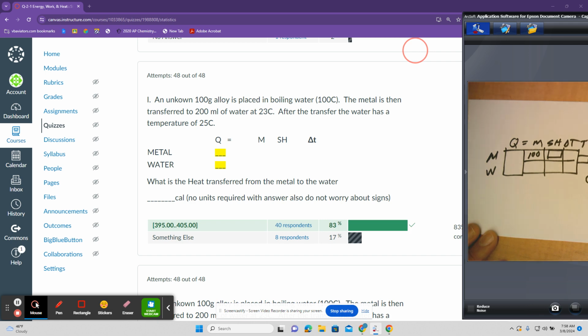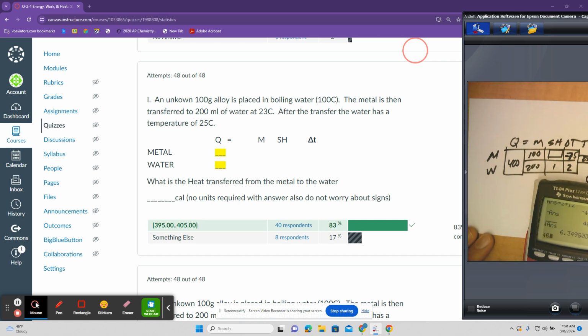Then the metal is transferred to 200 milliliters of water in the calorimeter. Specific heat of water is 1. At 23, that's the initial. Afterwards, it's 25. So this went up 2 and this went down 75. Okay, so 2 times 200 is 400 joules. And then we divide it by 175. So 400 divided by 100 divided by 75.